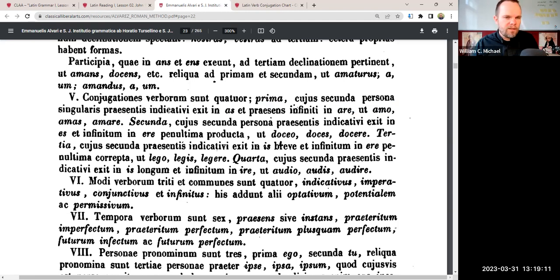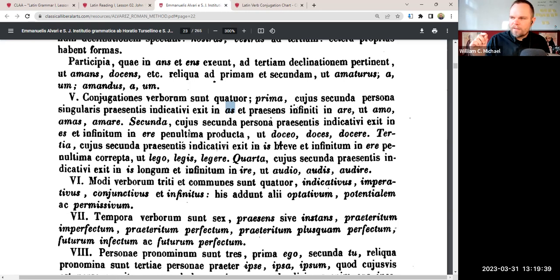And of course, that's not very helpful because none of you know what that is, right? So it's like thanks, but no thanks. It's not helpful, all right? So we're told how the conjugation is identified. It's identified by the second person of the singular present indicative form, and it ends in as.